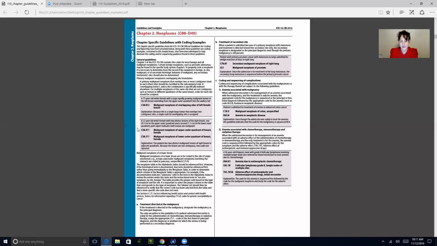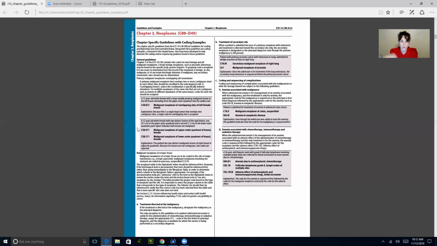Treatment of a secondary site. When a patient is admitted because of a primary neoplasm and it's metastasized and the treatment is directed towards the secondary site only, the secondary neoplasm is designated as the principal diagnosis, even though the primary malignancy is still present. So, a patient with primary prostate cancer and metastasis to the lungs is admitted for a wedge resection of a mass of the right lung.